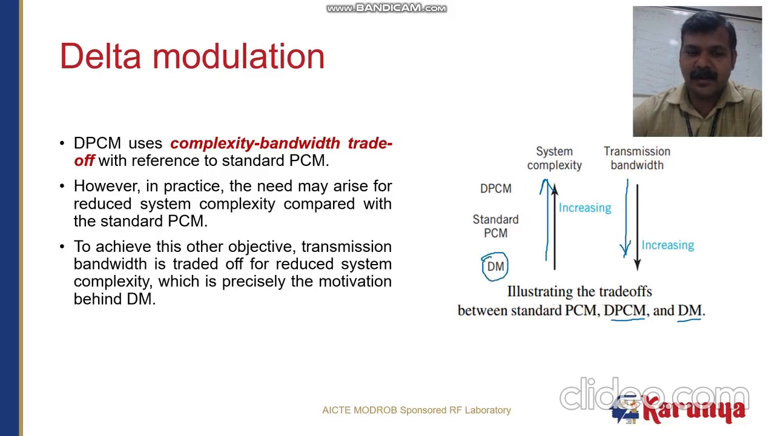Why do we go for delta modulation? Since the complexity involved in DPCM is very high, in practice we need reduced system complexity compared with the standard pulse code modulation. To achieve this objective, that is to reduce the system complexity, transmission bandwidth is traded off for reduced system complexity, which is precisely the motivation behind delta modulation.